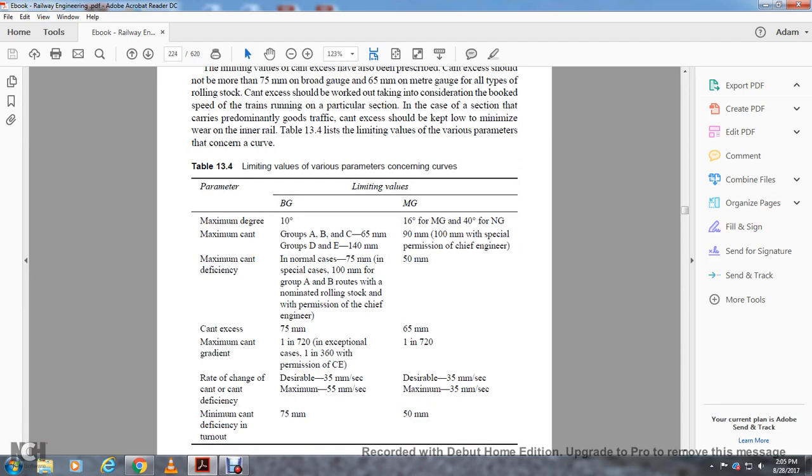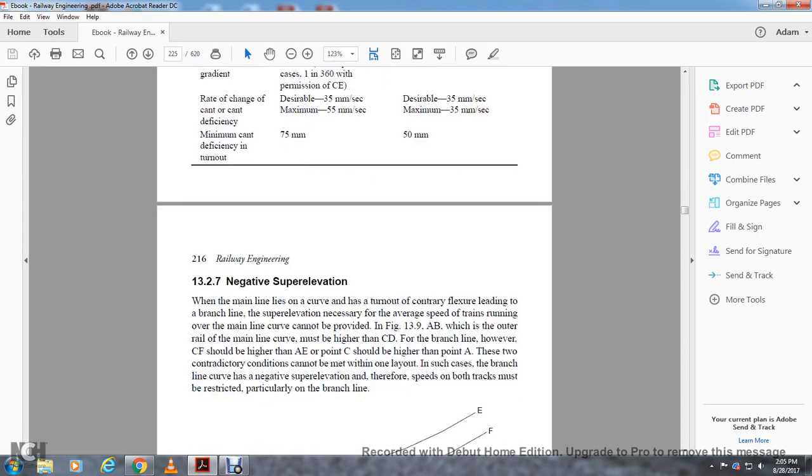For meter gauge, the rate of change of cant deficiency is desirable 35 millimeters per second, at maximum 55 millimeters per second. For broad gauge, desirable 35 millimeters per second, maximum 35 millimeters per second. Maximum cant deficiency in the turnout is 75 millimeters for broad gauge, 50 millimeters for meter gauge.